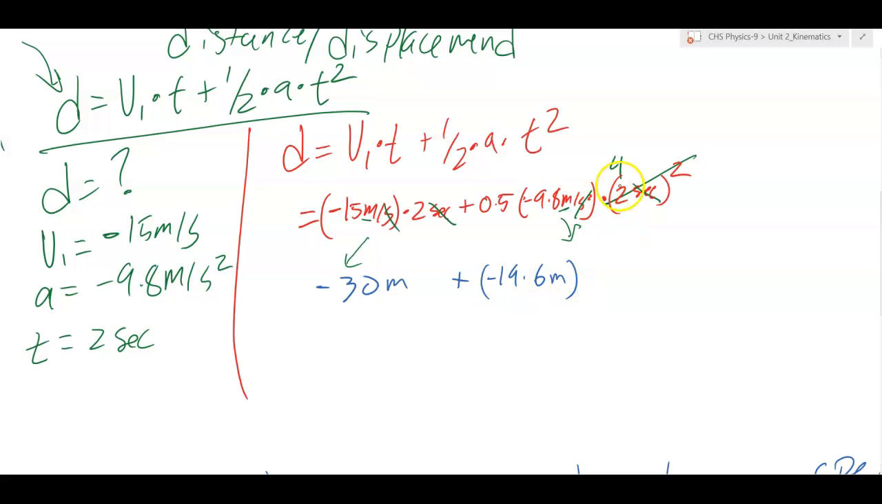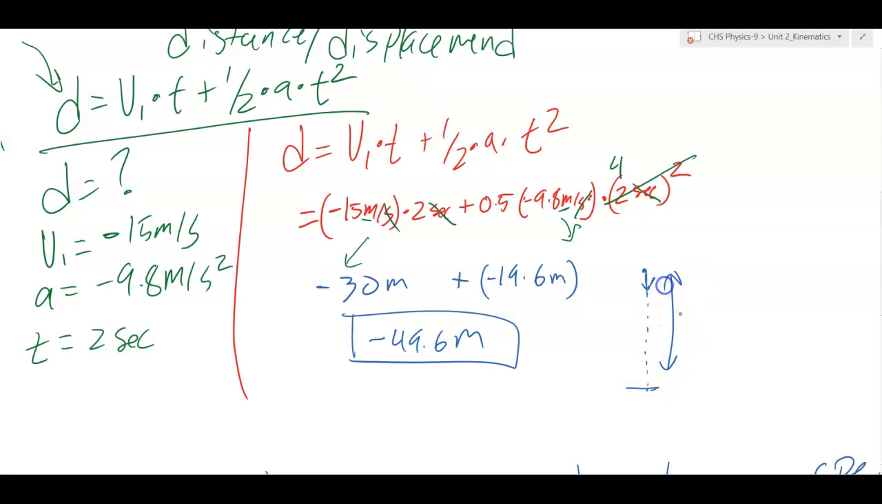And meters are the only units that are left over after all that mess. So I end up with 30 and 19.6. We get 49.6, but both are negative, like that, and meters for our units. So that means that they started up here, they threw it straight down, and then it went down 49.6 meters. Which makes sense, right? If you throw something down, it's going to move down.